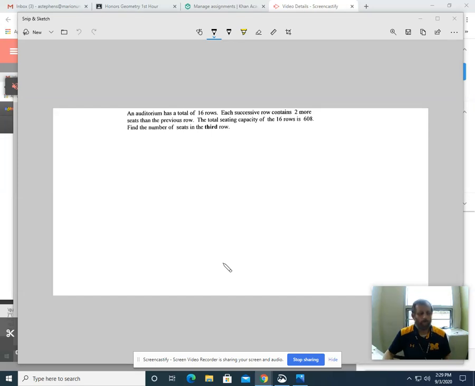Okay, so one more try. An auditorium has a total of 16 rows. Each successive row contains 2 more seats than the previous row. The total seating capacity of the 16 rows is 608.